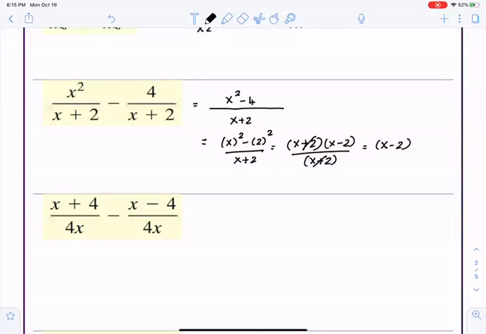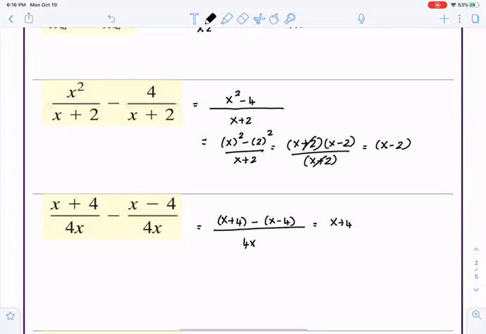So we have a common denominator, so life is easy in this problem. The common denominator is 4x. The first fraction has x plus 4. It's good practice when we deal with subtraction and we have multiple terms, using parentheses would help us keep track of the signs. So we have minus the second numerator, x minus 4.